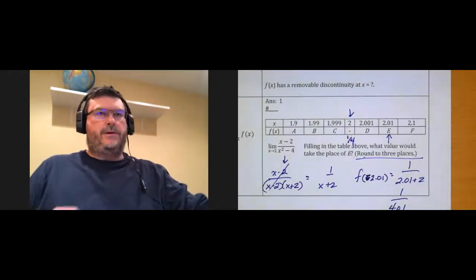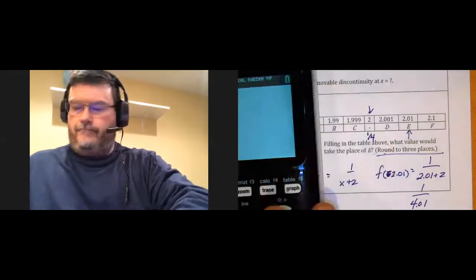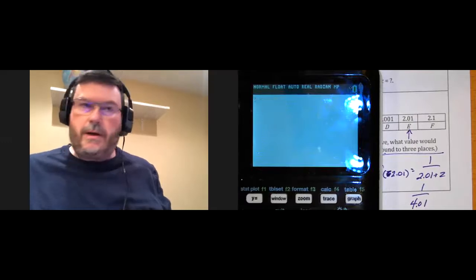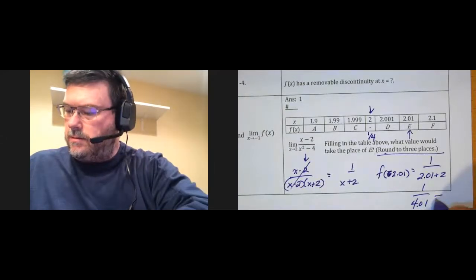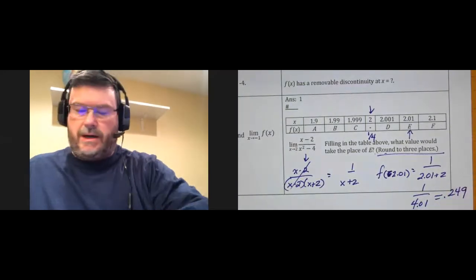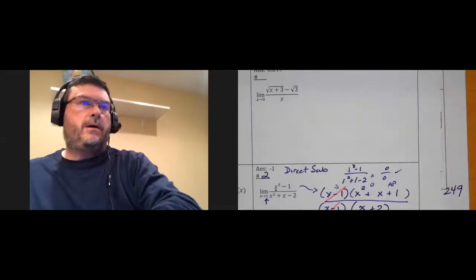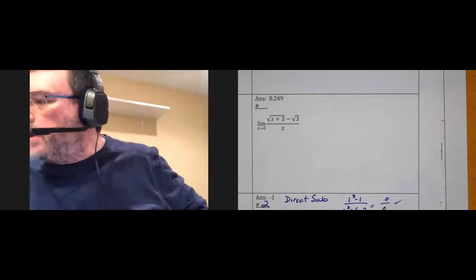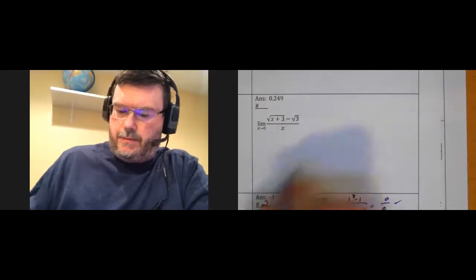And it says to use your calculator. So 1 divided by 4.01 is 0.249. Reminder to make sure that you are rounding. They are cutting off, so they're not rounding. I think they are rounding on these papers.